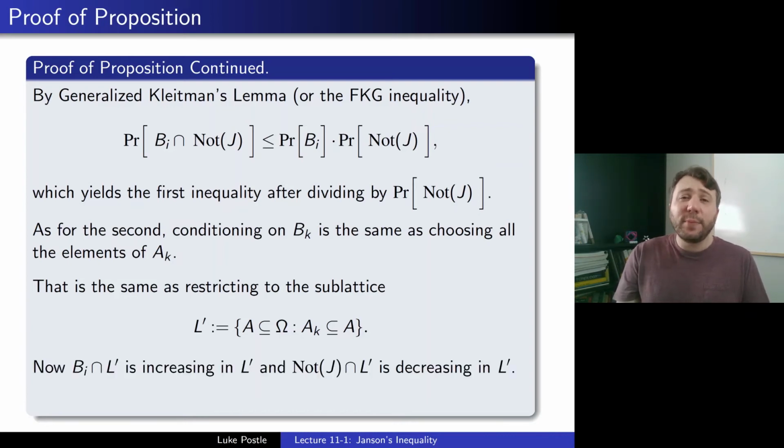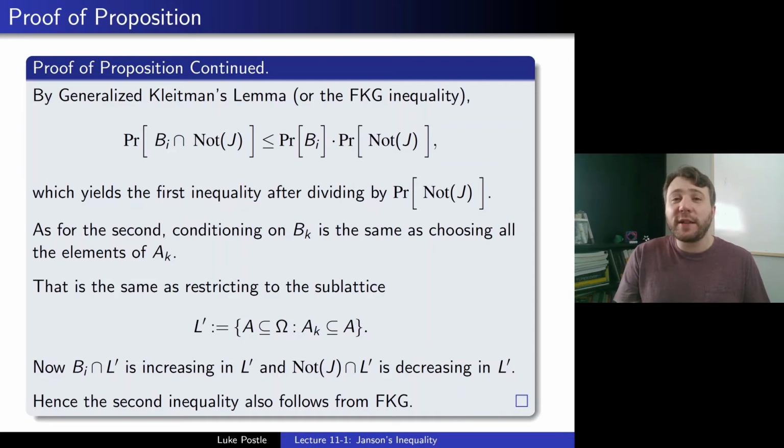But again, BI intersect L prime is increasing in L prime. So any such set, and actually any of its supersets, also satisfies the property. So again, it's increasing, and similarly not J intersect L prime would be decreasing in that sublattice. And so when we apply the FKG, this generalized Kleitman's, to that sublattice, we get the same inequality. We divide through, and we find that the second inequality also follows. So that concludes the proof of that proposition, which I haven't told you yet how we're going to use it, but somehow because of these correlation inequalities, there are nice things we can do probabilistically, bounding these conditional probabilities.